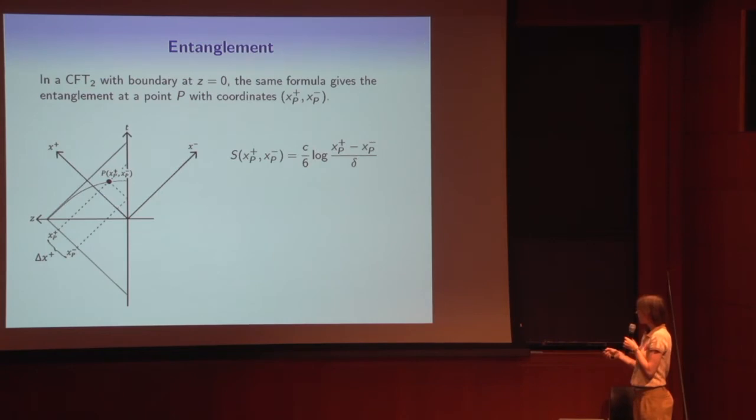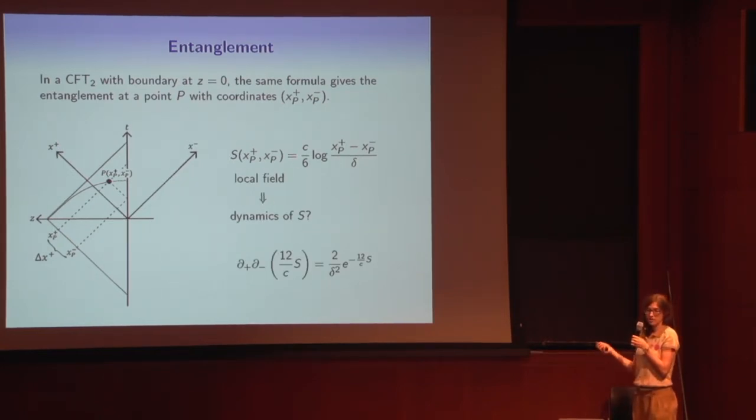But now when you add a boundary at z equals 0, then the same formula as before gives you the full entanglement across a point P that is labeled by the light cone coordinates x plus, x minus. So in that sense, by adding a boundary, the entanglement has become a local field in the sense that it depends on the coordinates of a point. And we can ask now about its dynamics.